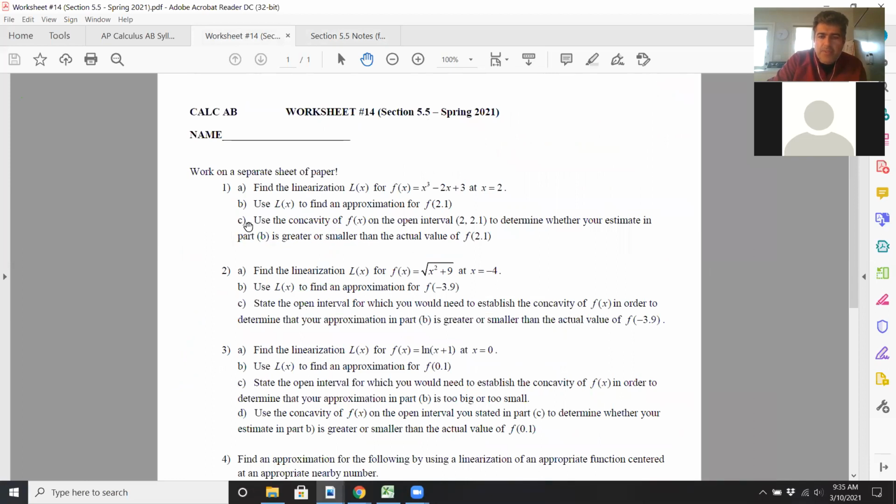But coming back again to part C, how can I use concavity to determine whether my estimate is greater or smaller than the true value? We saw that our approximation was an underestimate because I computed it in part B, and then I actually plugged 2.1 into the function to see what happened. But you could also use concavity to help you. Let me show you how that works. So remember, f prime of x is 3x squared minus 2. f double prime of x is 6x. Great.